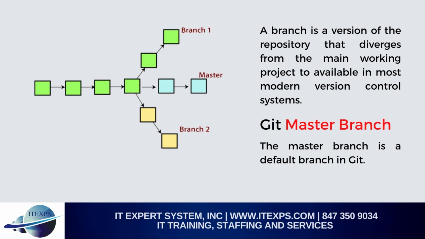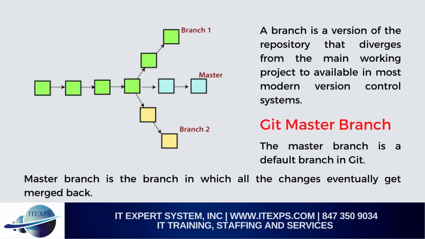Git master branch. The master branch is a default branch in Git. It is instantiated when the first commit is made on the project. When you make the first commit, you are given a master branch pointing to the starting commit point. When you start making commits, the master branch pointer automatically moves forward. A repository can have only one master branch. Master branch is the branch in which all the changes eventually get merged back. It can be called the official working version of your project.